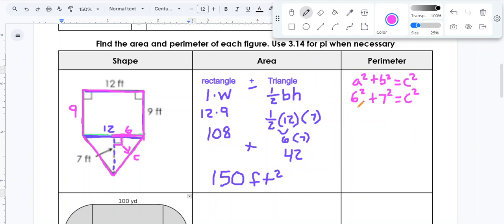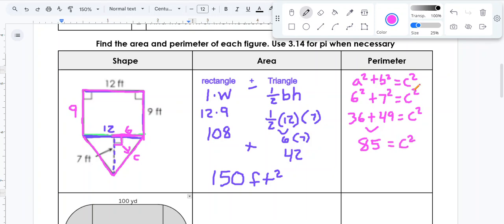Okay, so now I solve my Pythagorean theorem, right? So 6 squared is 36. 7 squared is 49. I don't know what c squared is, so that just stays c squared. All right, then I would add these two together. 36 plus 49 equals 85. So it'd be 85 equals c squared.